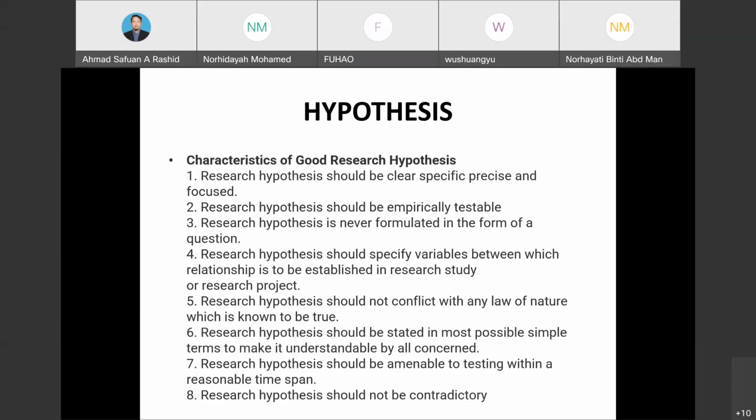Once we come up with our own hypothesis at the early stage, later on we test it, and if it's rejected, we need to revise or amend the research hypothesis. So the research hypothesis should not be contradictory. That is a research hypothesis. Normally at the early stage, it's very important to think about what the research hypothesis for the study is.